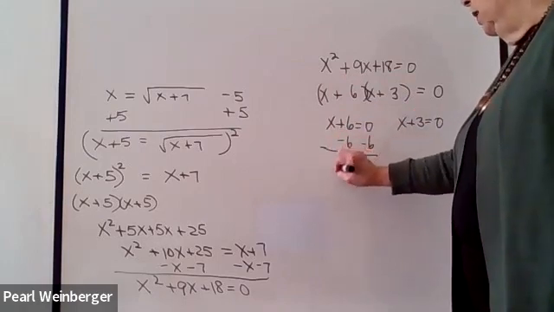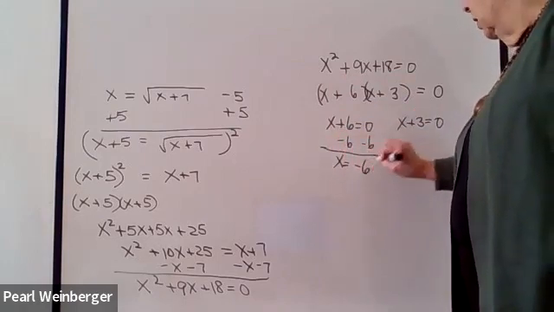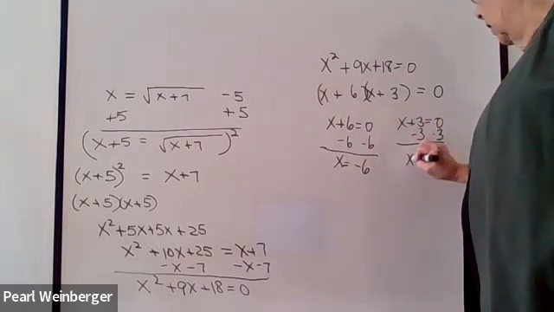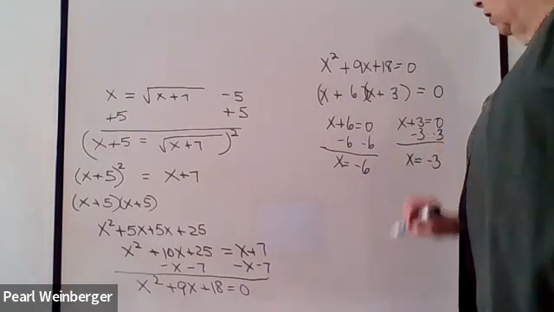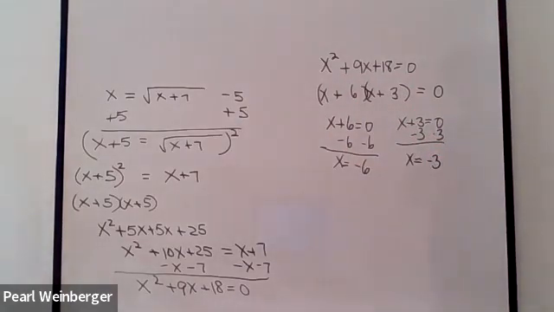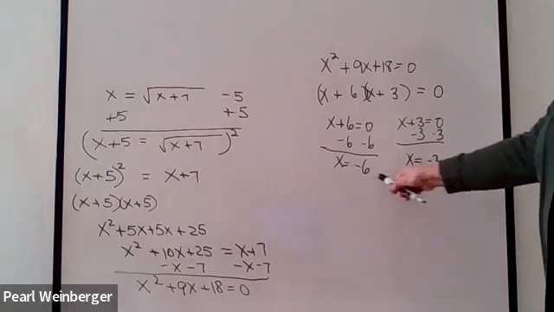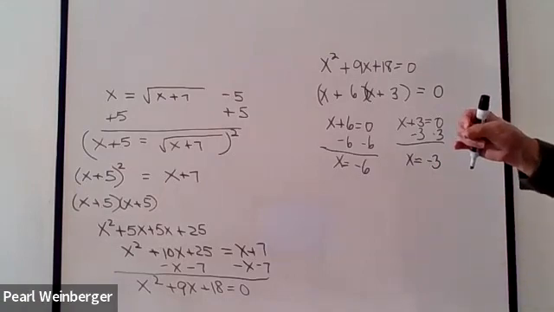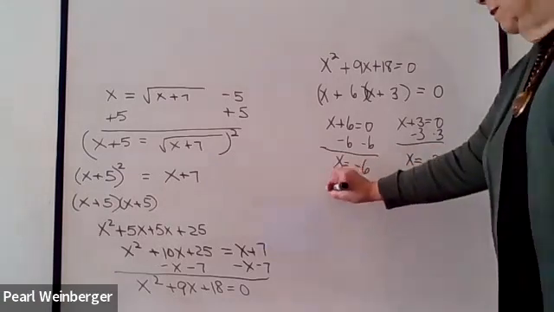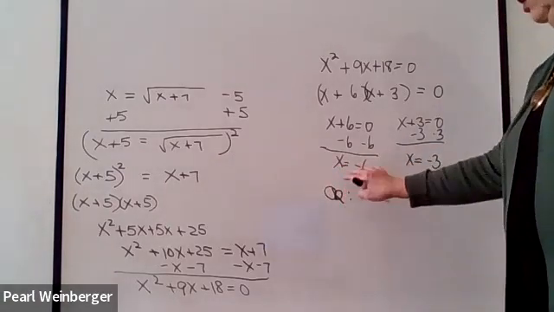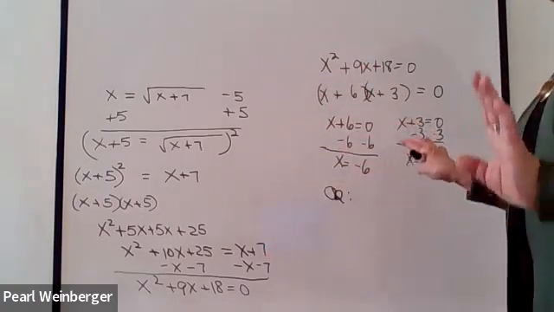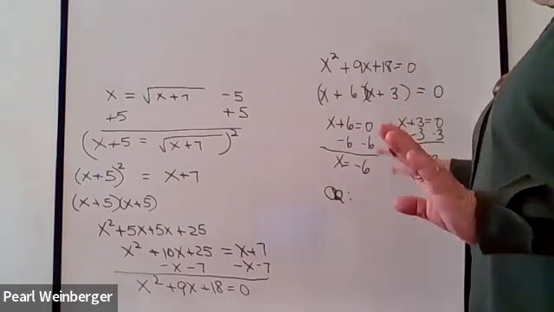So one answer is going to be -6, and one answer is going to be -3. So my two answers are x equals -6 and x equals -3. What must I do now? I have to check those answers. Very often when you get two answers, one will be good, one will be not good. We have to see if we have an extraneous root.